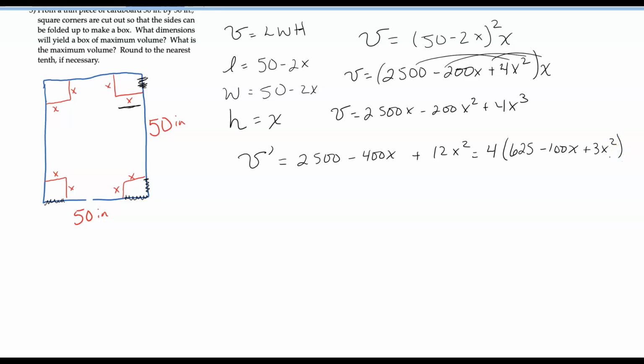I could try to factor it, but I'm just going to use the quadratic formula. It's a little bit easier in this case, a, b, c, right? And so I say opposite b, which is the negative of negative 100. Opposite b plus and minus the square root of b squared, which is negative 100.